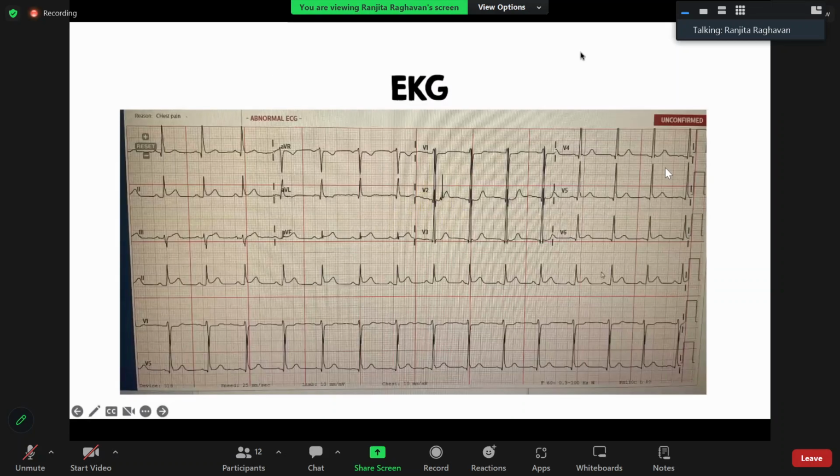And then we have the EKG. Does anyone have any thoughts on this EKG? You guys can take a second to look at it. Assessing the EKG.